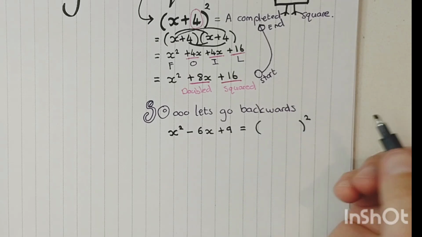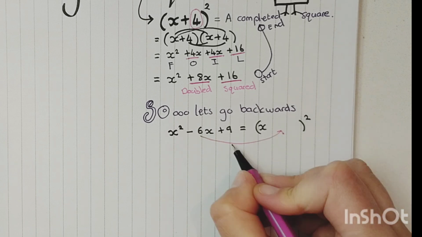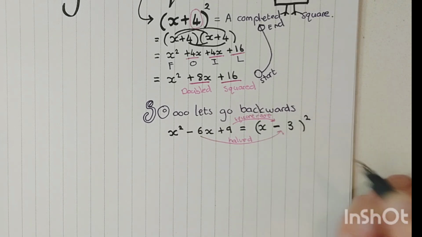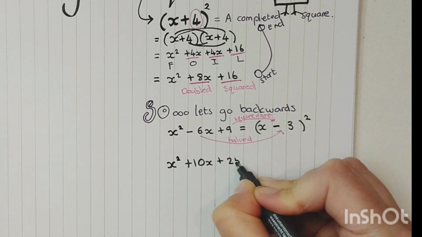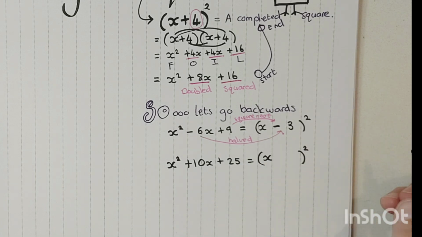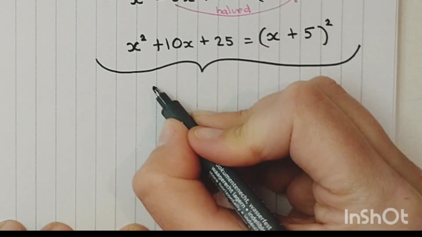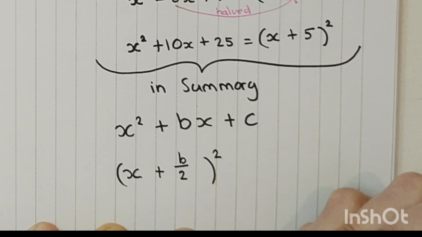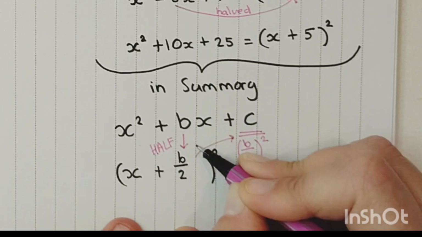So have a look at this example. You see that 6 in the middle? Well, we know it has to be half in the bracket, so it would be a 3. And if you were to square the 3, you would get the 9. So that's the correct number. Please notice that it's a negative because it was a negative 6. In this next example, we're going to have a 10. So in the bracket, it should be a 5, a positive 5 because it's a positive 10. And that would give you 25 if you squared it. So the summary is, to get the perfect square bracket, as long as that x is just a 1x, you just halve the middle term and make sure that it's squared.